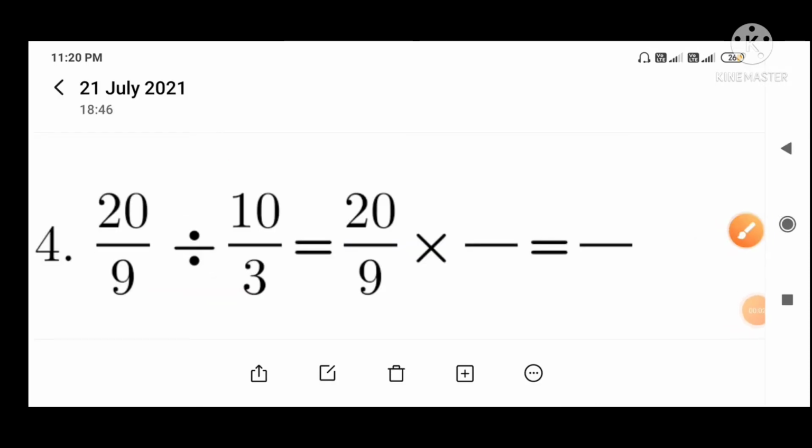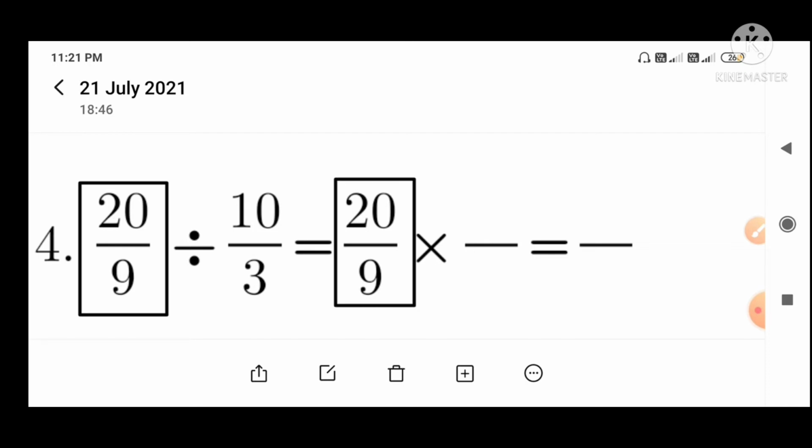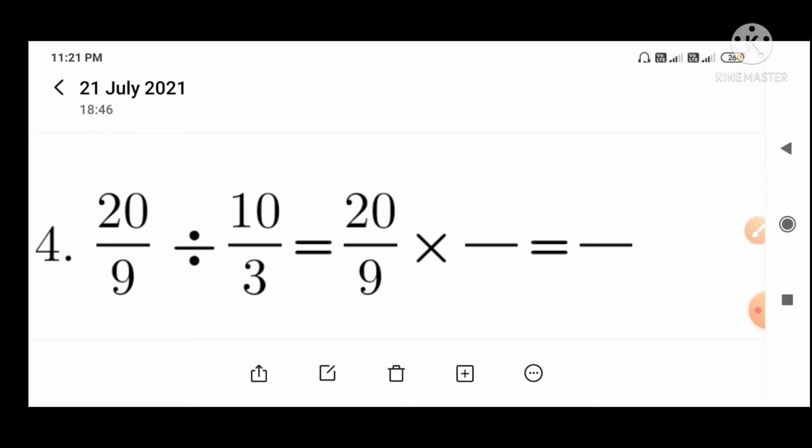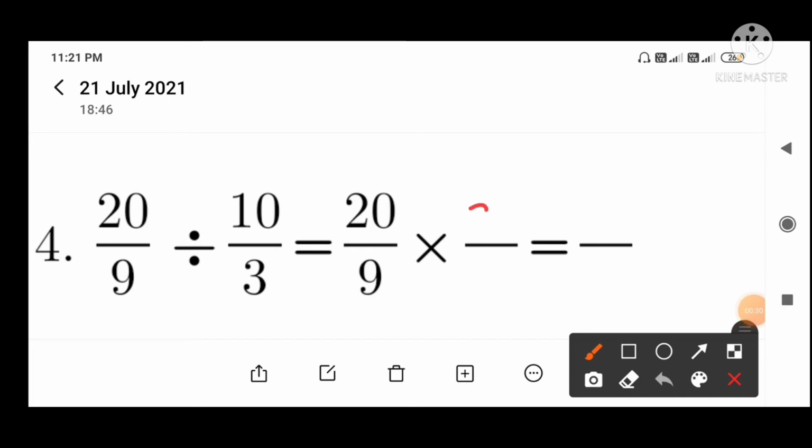Here 20 upon 9 is divided by 10 upon 3. In division of fractions, the first fraction remains the same and we know that the inverse of division is multiplication, and we write the inverse of the second fraction. Therefore, the inverse of the second fraction is 3 upon 10. I write here 3 upon 10.